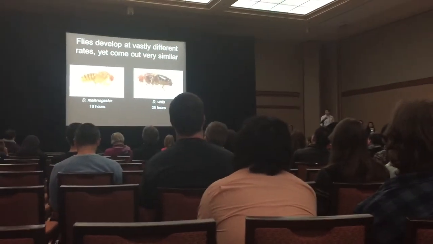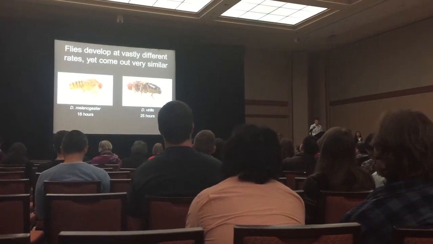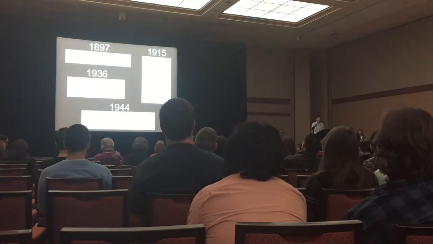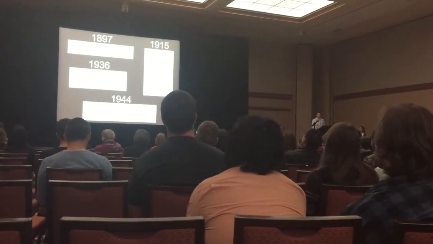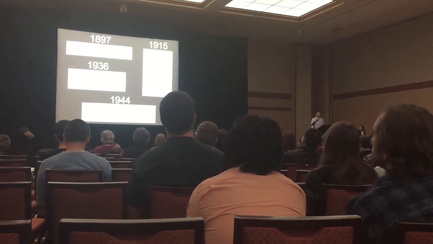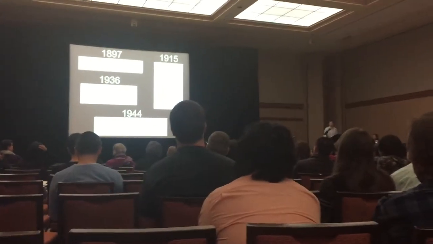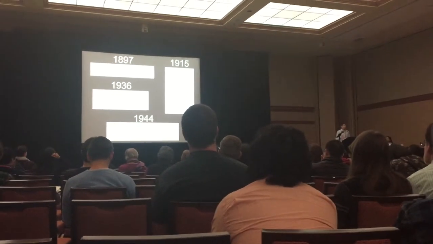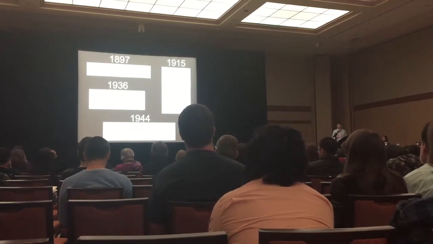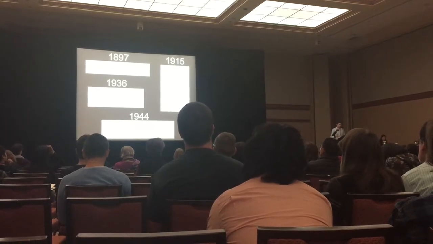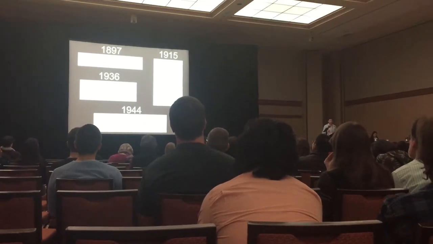than the other to grow and still get the same result. And people have been aware of this sort of scaling for a long time, well over a century, and predominantly in the situation of changing the temperature. So as temperature goes up, development speeds up. As temperature goes down, development slows down. Nobody really knows why this is.